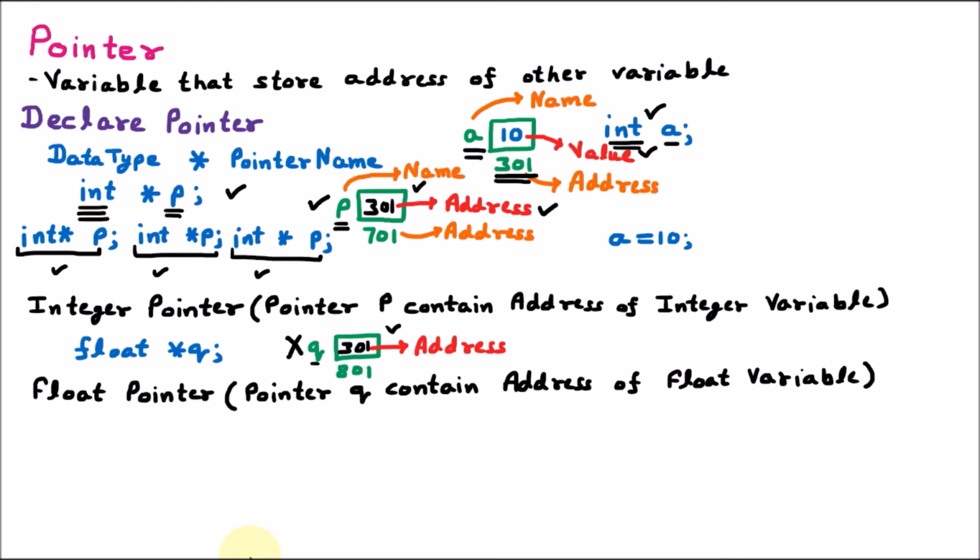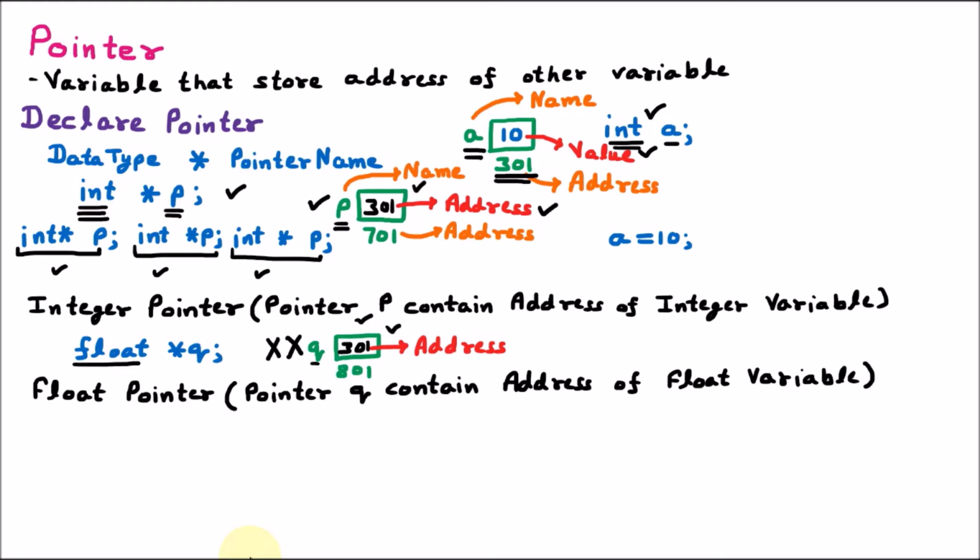And what is the type of Q? Which is float. So understand that Q is a pointer which will point to a variable of float type, meaning it will contain the address of a float variable. But here the address is of an integer variable, so this is invalid.